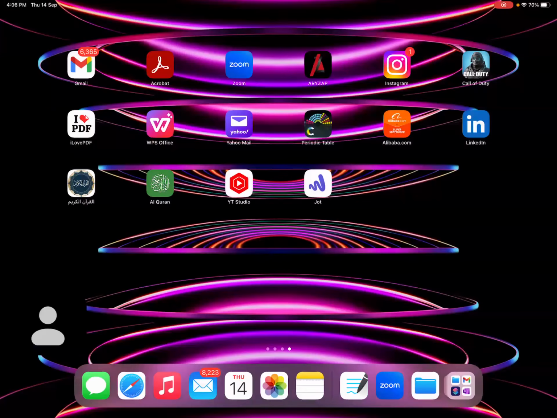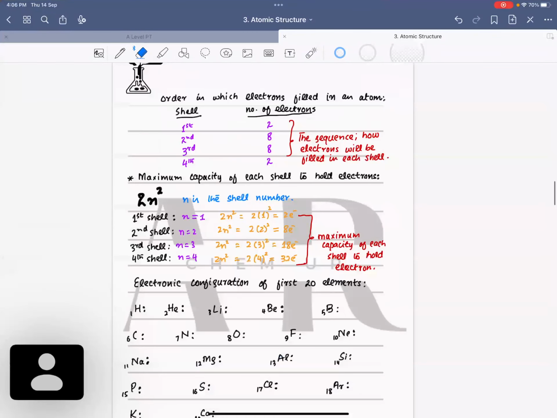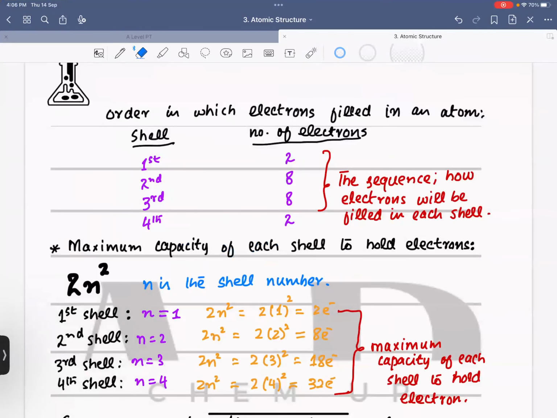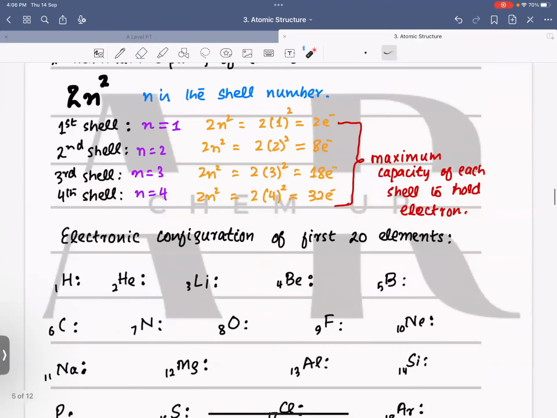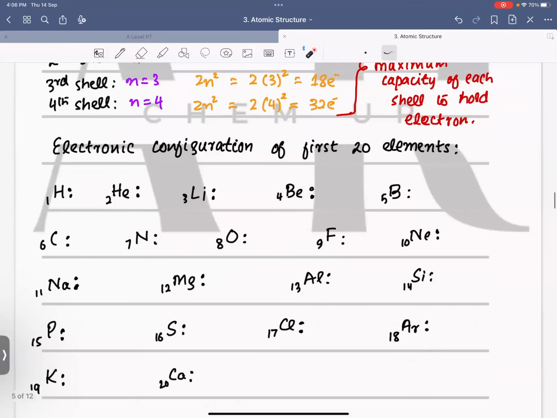Okay, so in the previous class, we discussed how the electrons get filled in each shell, starting from the first shell. 2 electrons get filled in the first shell, then 8 electrons in the second shell, then 8 electrons in the third shell, and then 2 electrons in the fourth shell. Now, there is a task for you guys. You have to write the electronic configuration.